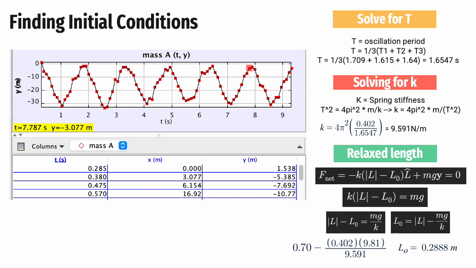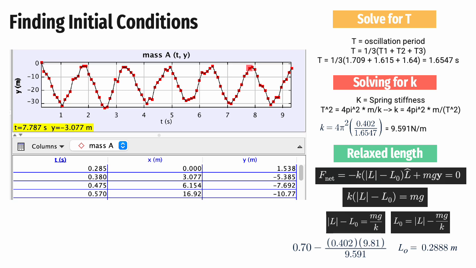And we have to solve for the period first. The period is how much time it takes to complete one cycle. So if the cycle starts from one end and goes to the other and back, that's one cycle. I looked at the graph for the motion in the y direction and found three different periods and averaged them, as you can see there, solving for T. So the period is related to k. I solved for the spring stiffness, and therefore I could find the relaxed length of the spring, demonstrated by those formulas.